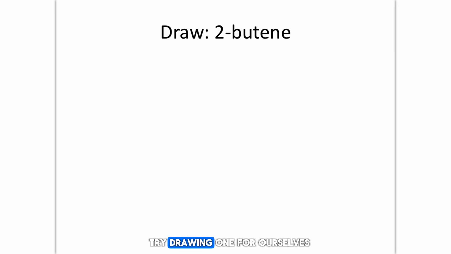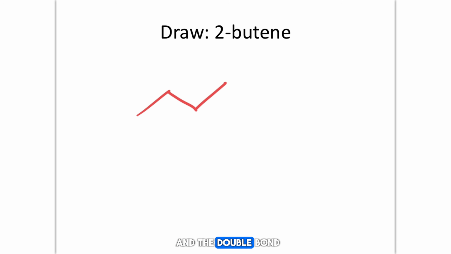Now let's try drawing one for ourselves. First, I'll draw 4 carbons, and the double bond starts on carbon 2, so I'll place it here between the 2nd and 3rd carbon, and that's it.